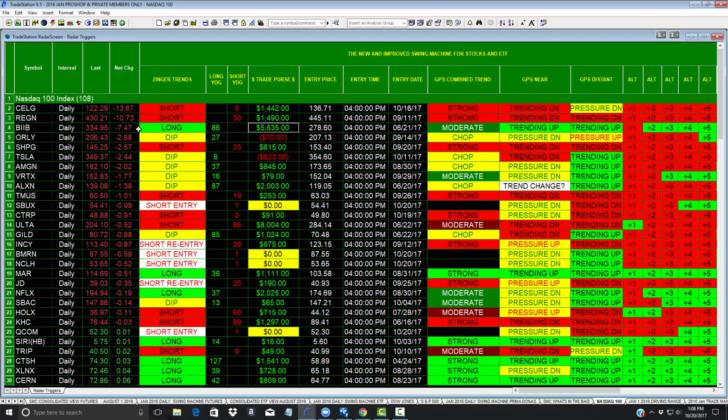How about Bib? Our traders, our members are long 86 days ago. You can see all the correlating information. Up 100 shares would be 5,635. Orally, they're long. It's currently in a dip. They're down just 80. And you can see the top 10 for being down. Some are short. Some are just in a dip. But virtually almost all profitable. That is the NASDAQ 100.